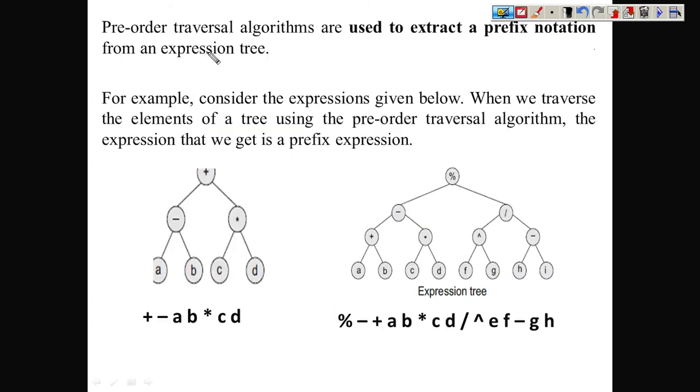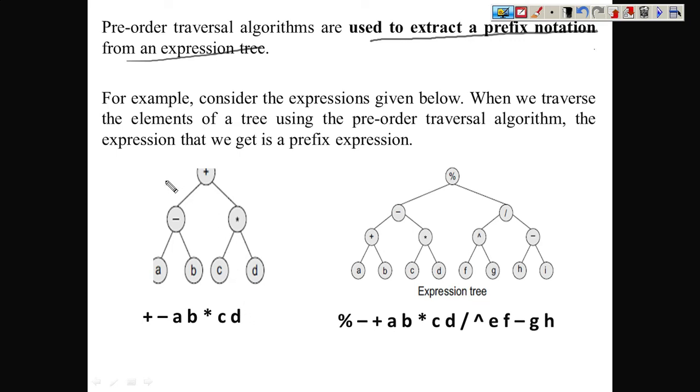Okay, now there is one important result, or you can say the very important application, of pre-order traversal. It is used to extract the prefix notation of any expression tree. We have already seen that a binary tree is used for representing any expression. So if the expression tree is given to you, with the help of pre-order traversal you can get the prefix notation.